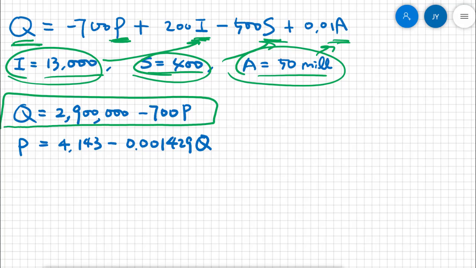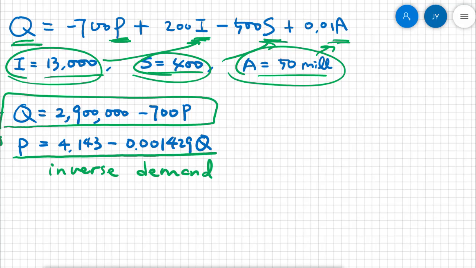So when I plug these numbers into the demand function, I end up with the rewritten demand function that I'm circling here. And you can also convert this demand function to the inverse demand functional form. Inverse demand function, which has price on the left hand side and quantity demanded on the right hand side.